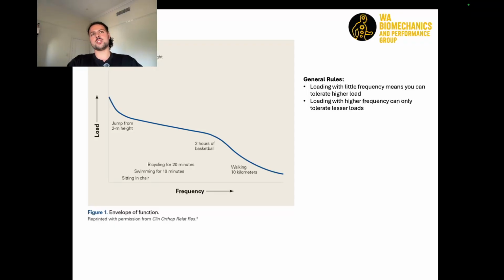Again, walking 10 kilometers. Walking in itself is pretty low load, but when we start to creep up there, over 10 kilometers maybe, in an untrained individual, that's going to start to creep above that person's envelope of function, okay?